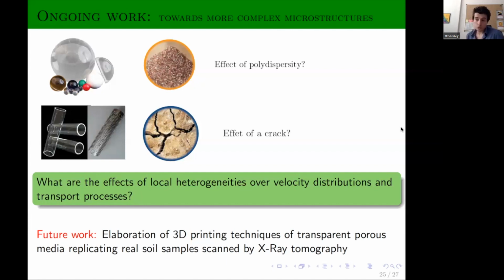Also, one of the strong assets of such a technique is that if you're able to print such a sample, you could also decide to locally alter it, to locally put a small heterogeneity, like locally increasing a pore or closing it completely, and see what the effect of such a modification is over the flow within the media.